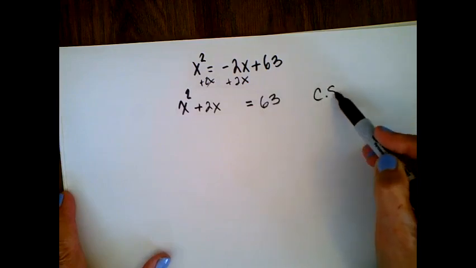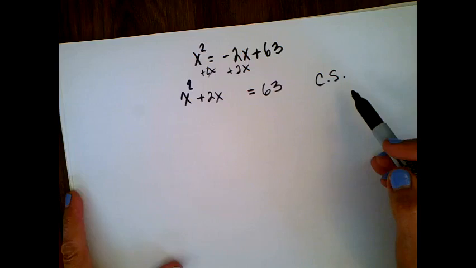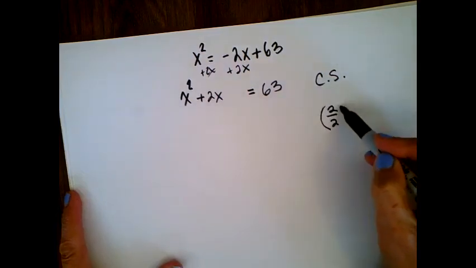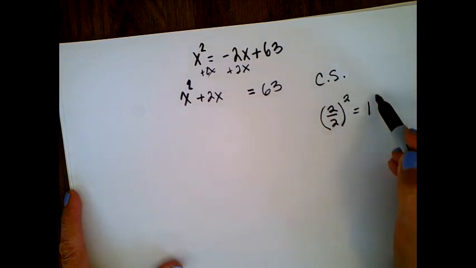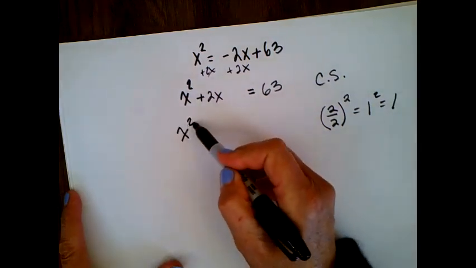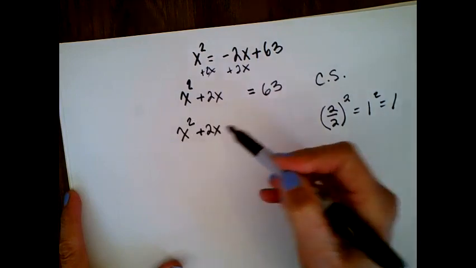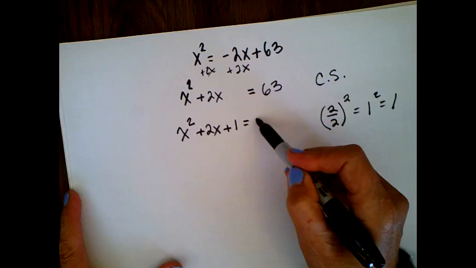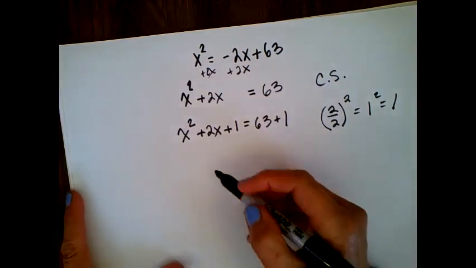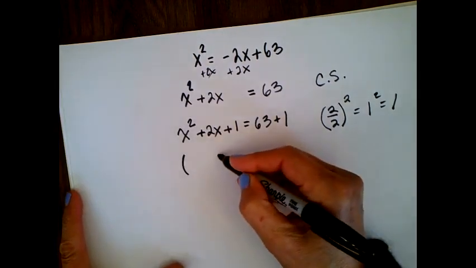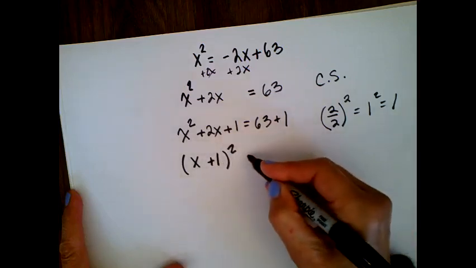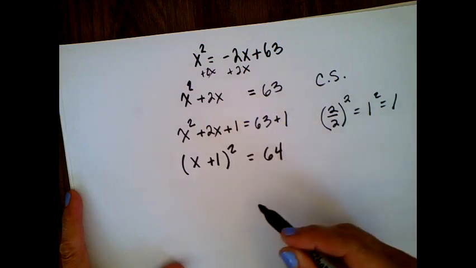We're going to complete the square. We take half of the middle term, 2 divided by 2, and we square it. 1 squared is 1. x squared plus 2x plus 1 equals 63 plus 1. The left-hand side is now x plus 1 squared equals 64.